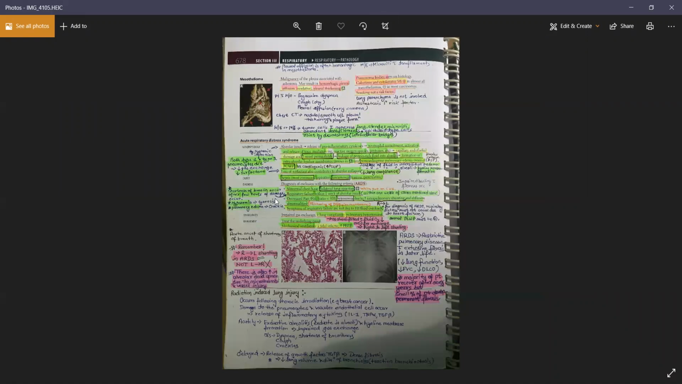So any more doubt on the ARDS or the mesothelioma? No, thank you.